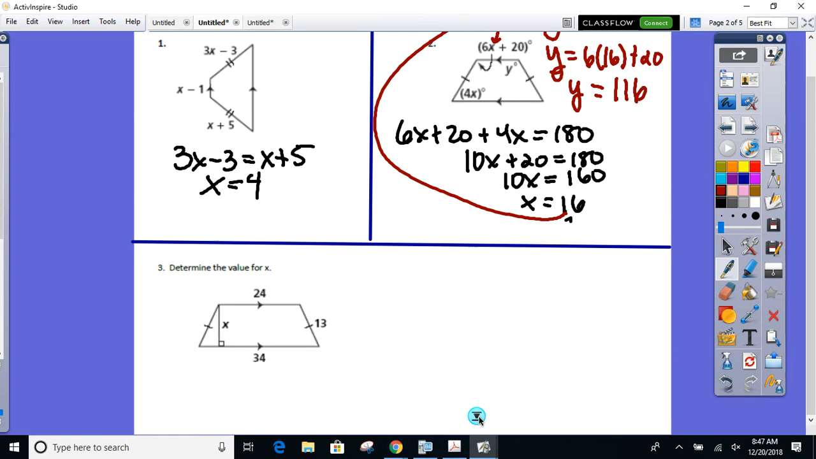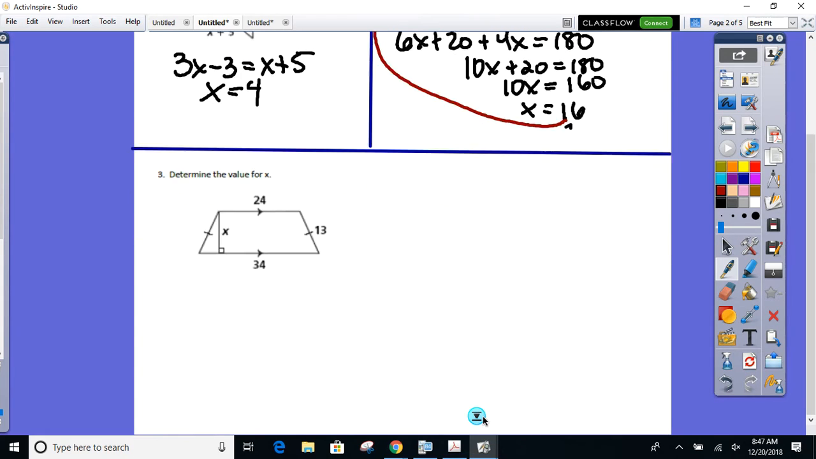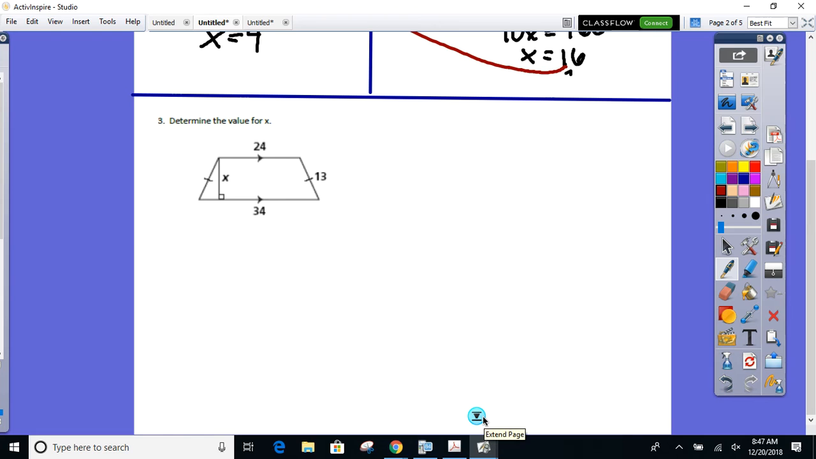All right, I don't want to say much on this one. Find the value of x. Well, at least I can fill out that if this leg is 13, the other leg has to be 13, right?